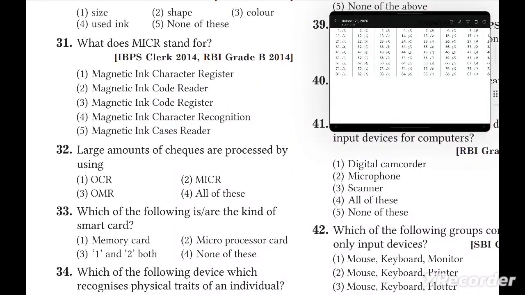Next question. What does MICR stand for? First, magnetic ink character register. Second, magnetic ink code reader. Third, magnetic ink code register. Fourth, magnetic ink character recognition. Fifth, magnetic ink cassette reader. The correct answer is fourth, magnetic ink character recognition.